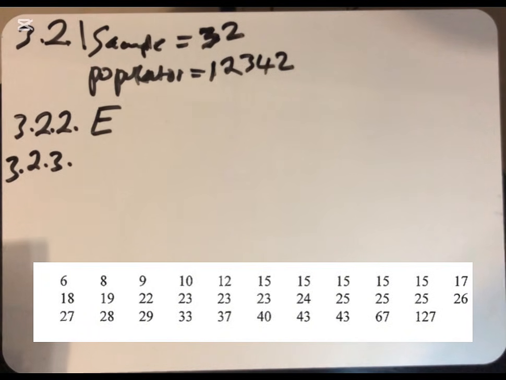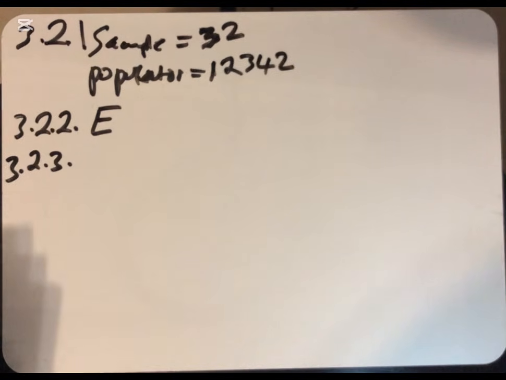The reason is because 127 and the number that comes after it, which is 67, is very huge. The difference there is very huge. That's the reason why we are saying that is the outlier. So I believe you heard that.